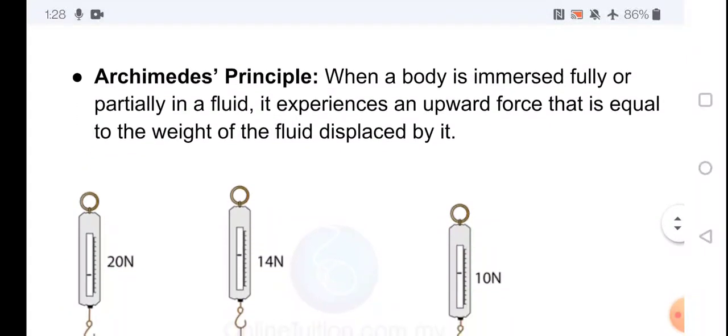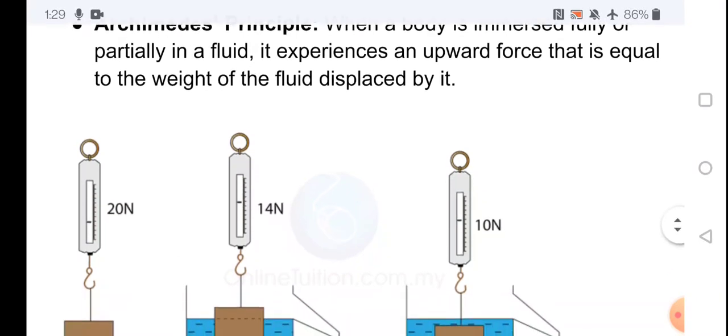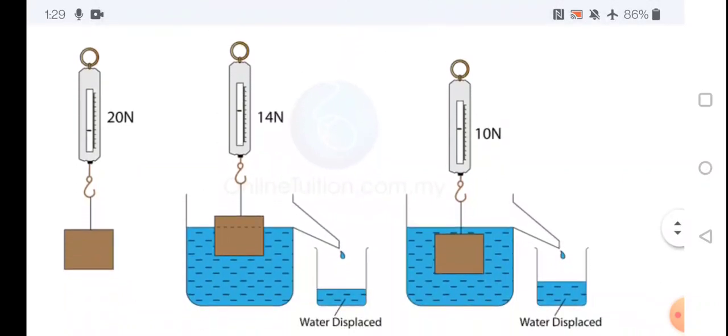Next, Archimedes' Principle. When a body is immersed fully or partially in a fluid, it experiences an upward force that is equal to the weight of the fluid it displaces. See the picture. We are taking, see the second picture.